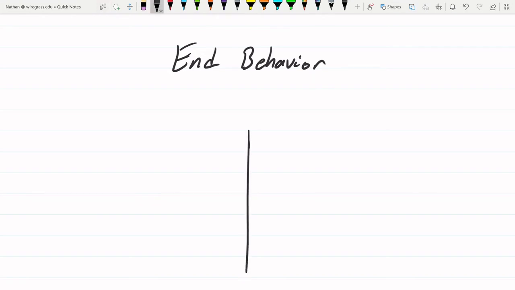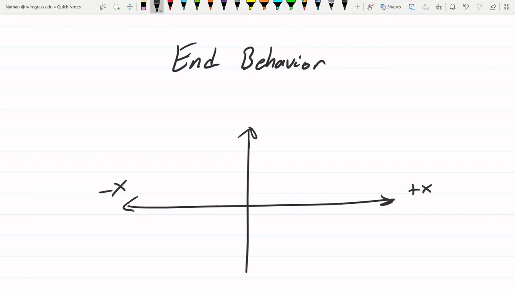So on the graph, this is very positive x, and on the left-hand side is very negative x. As you keep going left, you get towards negative infinity. Keep going right, you get towards positive infinity.